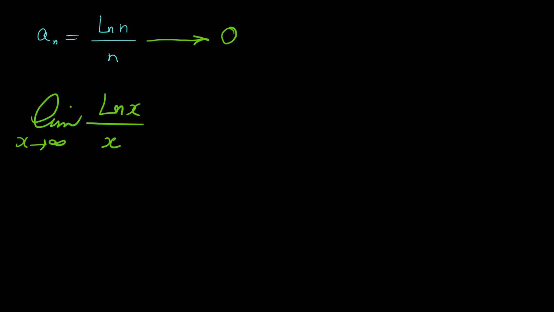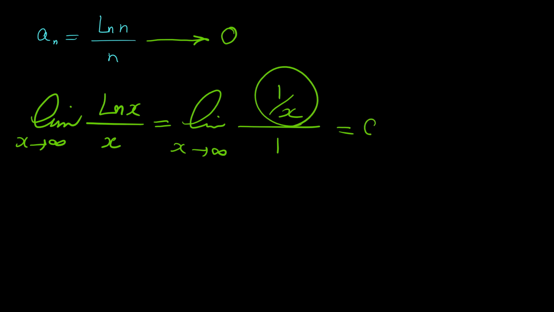Because this fraction and this limit is basically infinity over infinity. When x goes to infinity, this is infinity. Ln of infinity is also infinity. So we use L'Hopital rule. We take derivative of the top, we take derivative of the bottom. Derivative of ln of x is 1 over x. Derivative of x is 1. X goes to infinity, 1 over x, as x goes to infinity, is 0. So the limit is 0.